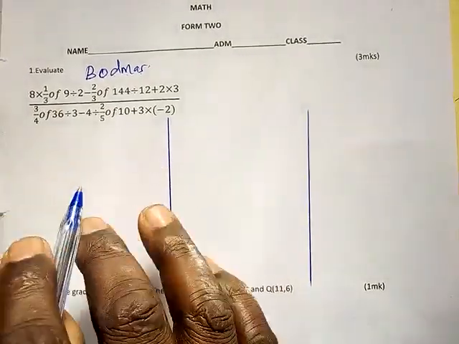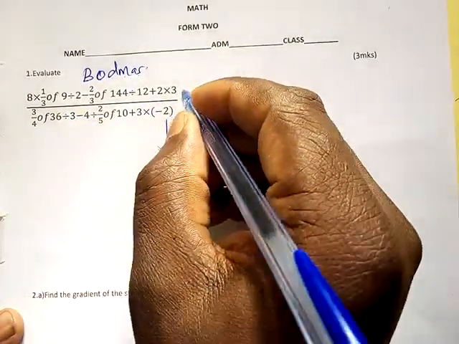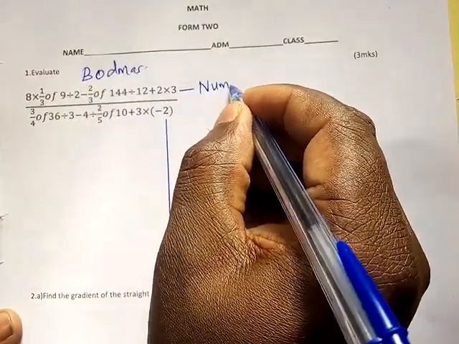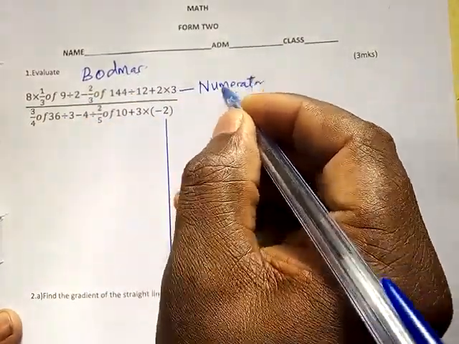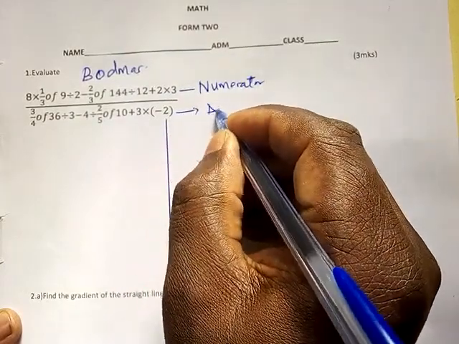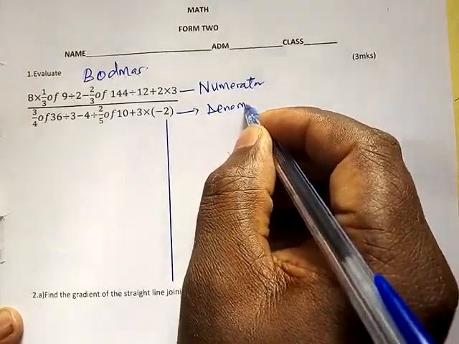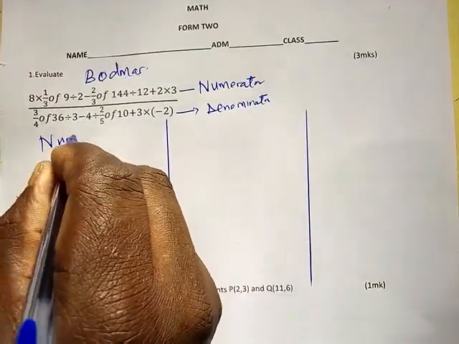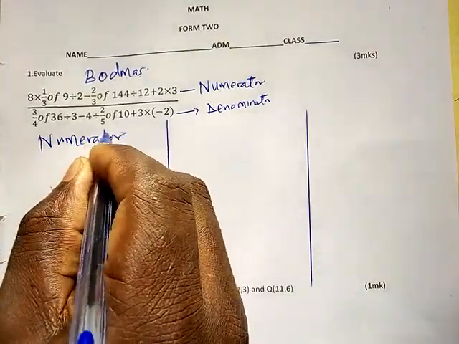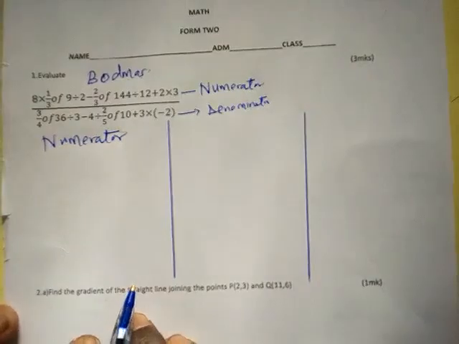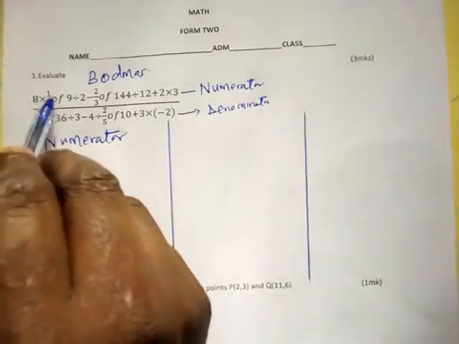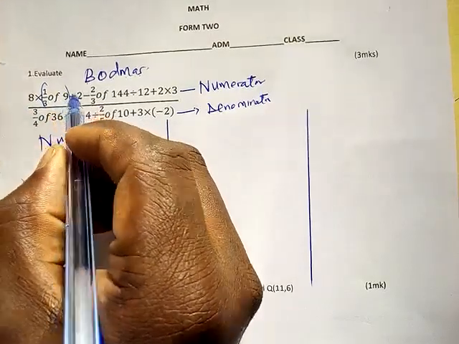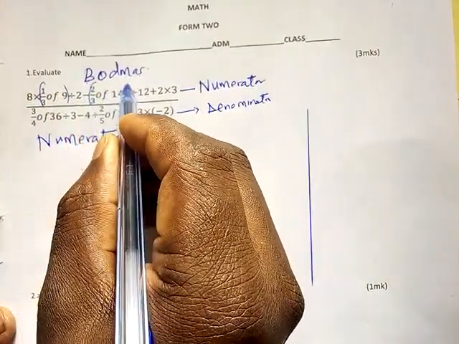So let us start. You need to start with the numerator. The one above is called the numerator. The one below is called the denominator. So we start with the numerator. In the numerator we don't have brackets, but we have "of". So "of" is here up to here, and another "of" is here up to here.